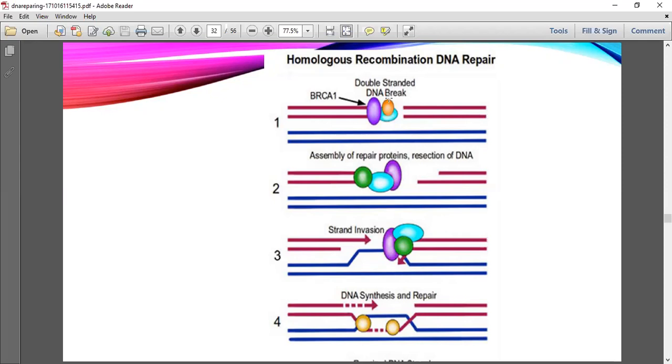template. Okay, using it as a template, it forms the DNA assembly there. The blue strand there is similar. Homologous means similar. So by using this as a template, it is synthesizing the DNA. Okay, so that's the basic difference.